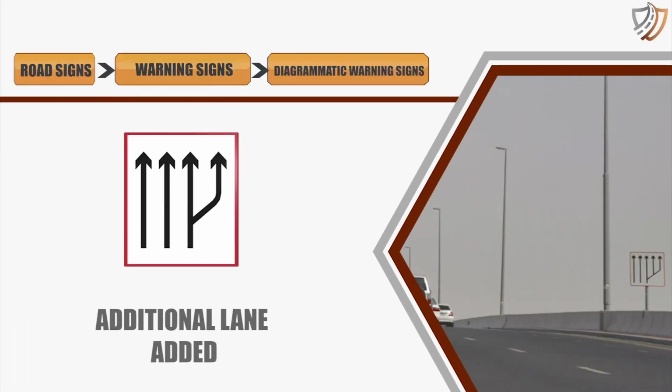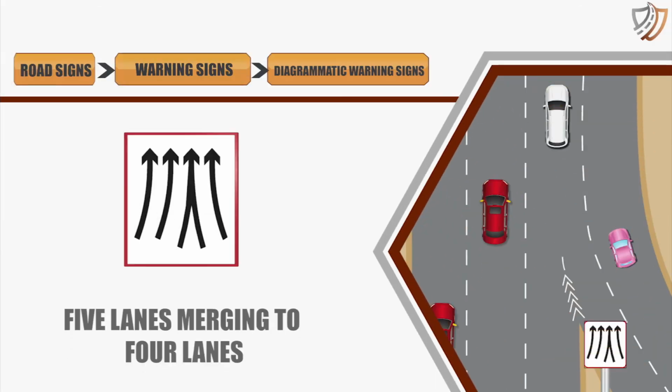Additional lane added. This sign warns the motorists that an additional lane will be added ahead. 5 lanes merging to 4. This sign is to warn the motorists that the 5 lanes are now merging into 4 lanes. The motorists in the merging lanes must be careful as both lanes have equal allowance.